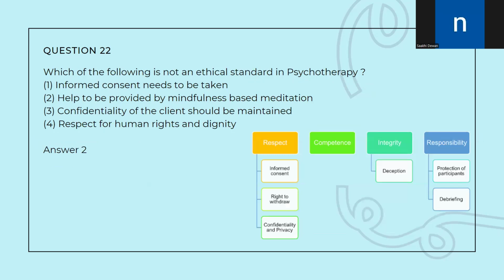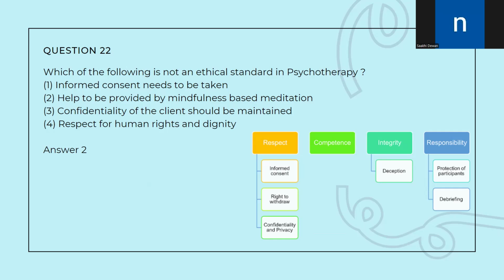Let us move to the next question. Question number 22 states, which of the following is not an ethical standard in psychotherapy? The options are informed consent needs to be taken. So yes, we know that informed consent is a very important ethical standard and it must always be taken. Second is help to be provided by mindfulness-based meditation. So we know that providing help by mindfulness-based meditation does not come under ethical standard in psychotherapy.